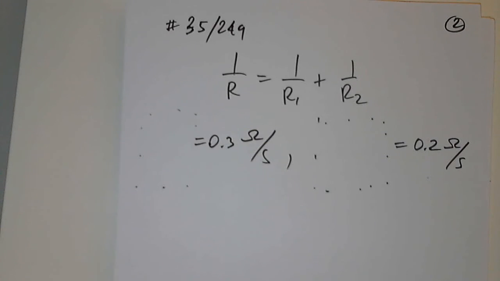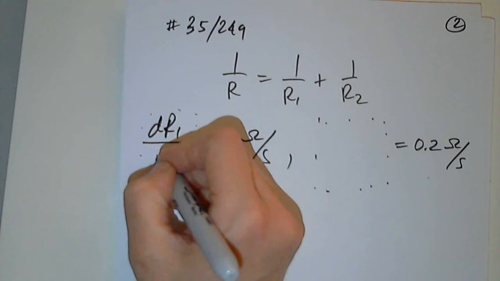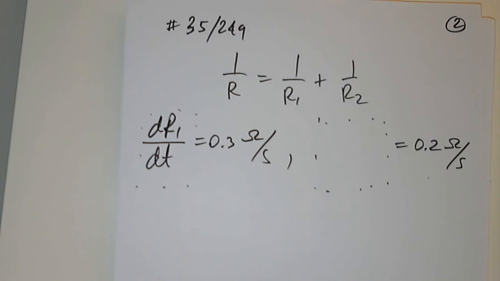R1 is 0.3, R2... careful. They are increasing at rates of 0.3 ohms per second. This is a perfect indication of what to write on the other side of the equal symbol. Yes, but I have to mention dR1 over dt. Yes, you're right. So dR1 over dt. What about the other one?